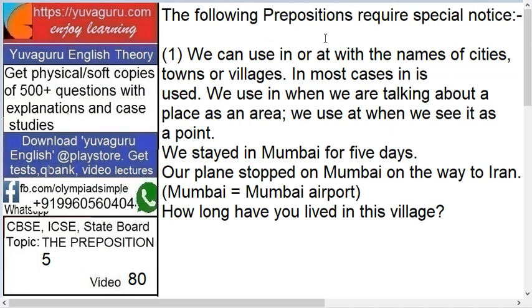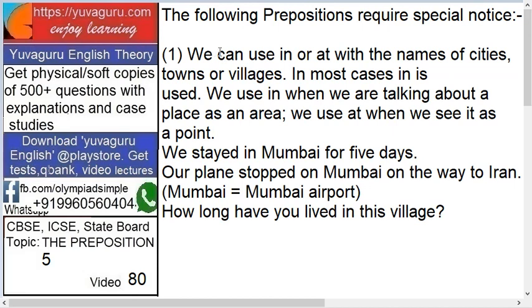Now what are prepositions? Just to give you the summary: pre and position. Pre means before, right? So it is positioned before the noun. So that is preposition. And it gives the relationship between the noun and some other term in the sentence. The following prepositions require special notice.